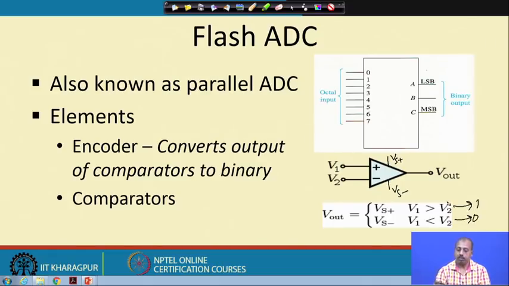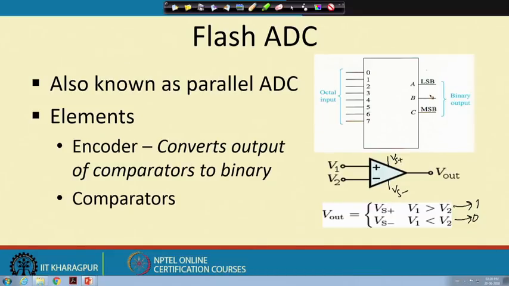Now, what is done? We apply this encoder circuit. It is an 8 by 3 encoder. So, if you give an 8 bit pattern here, it will be converted into a 3 bit binary output. We will see how it operates.